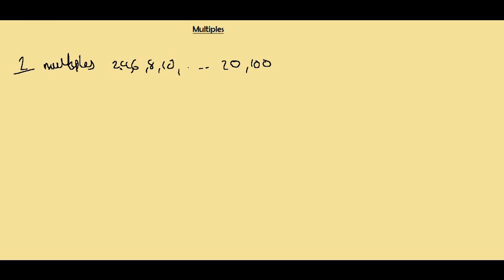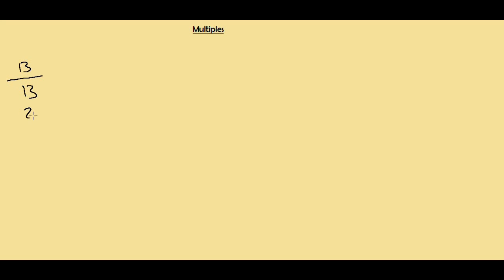So if we wanted to find the first few multiples of, say, the number 13, then we'd just look at the 13 times table, i.e. count in 13. So 13, 26, 39, 52, 65 and so on. So they're all multiples of the number 13.